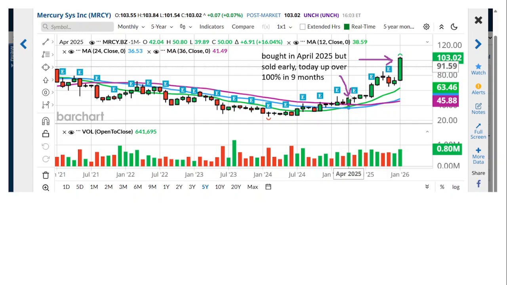Sometimes you can buy something that looks good, but then I don't remember if I got stopped out this month or if I just felt it wasn't moving fast enough. But I had a profit that I took on this. I didn't lose. I took a profit, but I left so much on the table because of a few things.